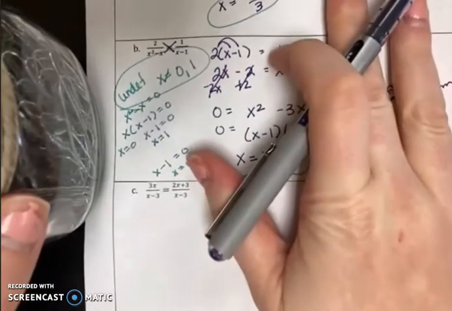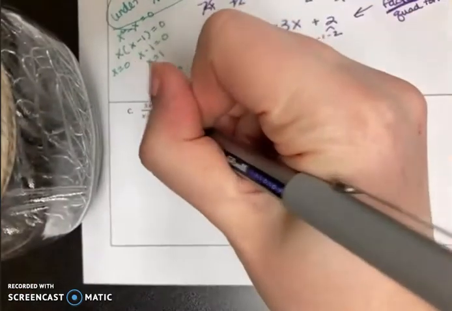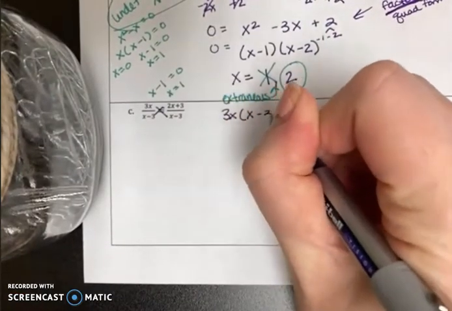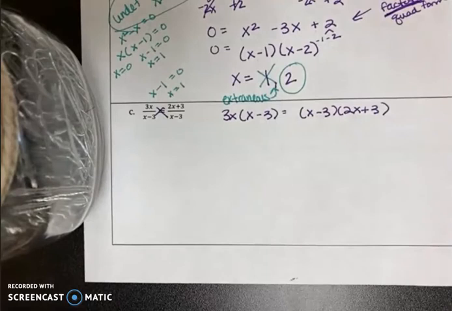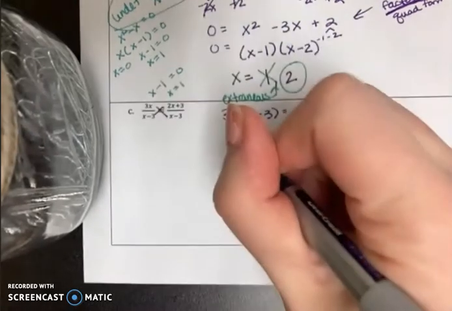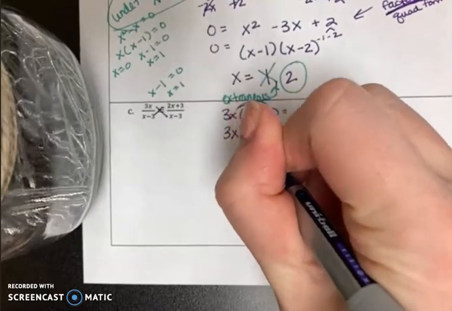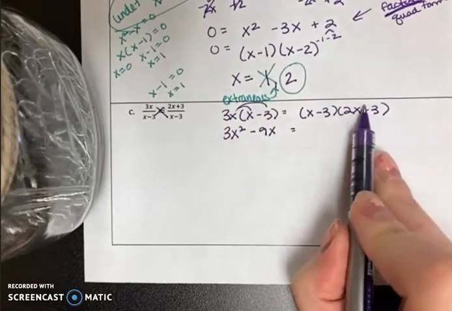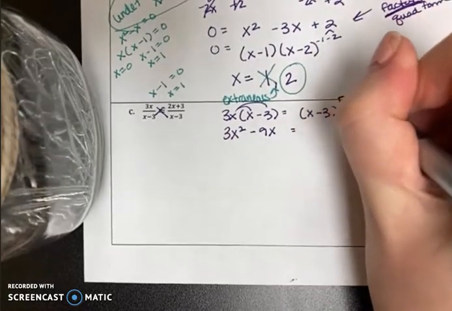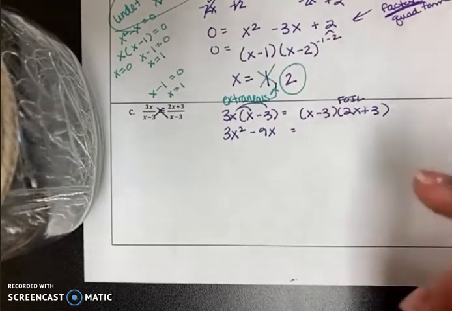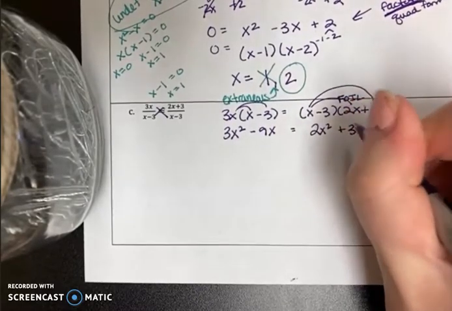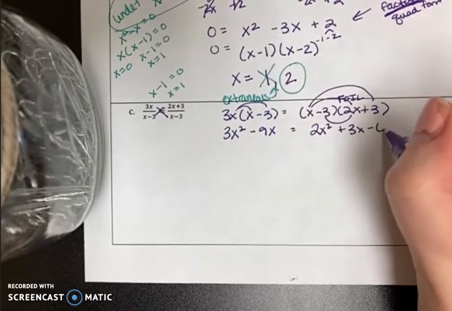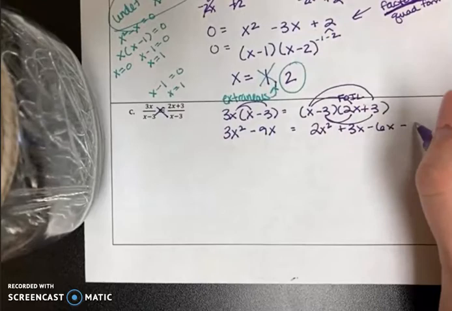Part C. Once again, we're going to cross multiply. So I get 3x times x minus 3 equals x minus 3 times 2x plus 3. Now, I need to clean this up so I can see what's going on, and we're trying to solve for x. Over here I would have to distribute, giving me 3x squared minus 9x. And then over here I'm going to have to FOIL it out. I know that because I have 2 binomials being multiplied together. X times 2x is 2x squared. X times 3 is a positive 3x. Negative 3 times 2x is a negative 6x. Negative 3 times positive 3 is a negative 9.